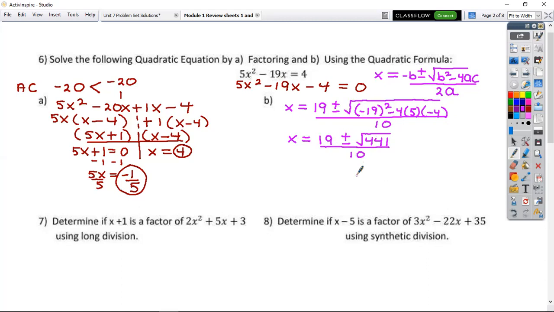So we're going to keep going. Can you evenly take the square root of 441? Yes, 21. So I have 19 plus and minus 21 over 10. And because this is going to produce nice rational answers, you are expected to continue with this one. So all I do is I go 19 plus 21 over 10. So that is 40 divided by 10, which is equal to 4.